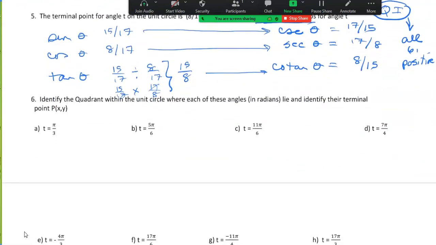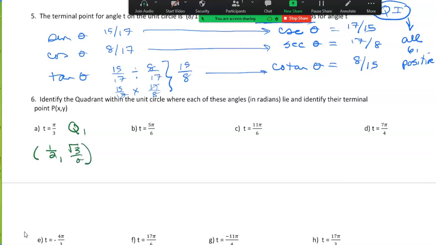Okay, speaking of different quadrants, now we're going to work on this next little section. This says, identify the quadrant within the unit circle where each of these angles lie, and identify their terminal point. So I need 2 things: the quadrant and the terminal point. I want the coordinate pairs, that's another word for terminal point. So this angle is pi over 3. Pi over 3 is definitely in quadrant 1. And the coordinate pairs of pi over 3, just reading off my unit circle, are 1/2 and radical 3 over 2.